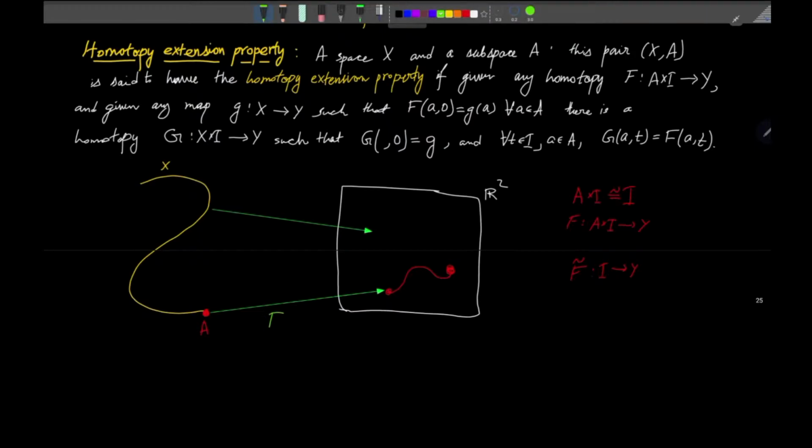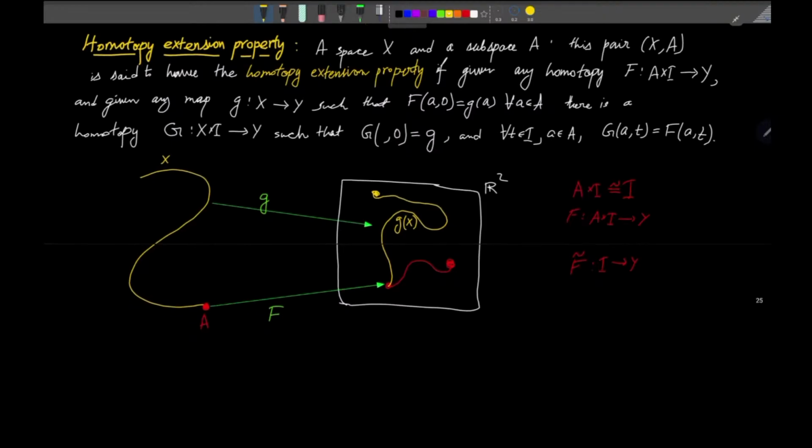So let's say this is the homotopy F, and this is the map G. Let's say this map is something like this, maybe. So this is really the space G of X. As you can see, this map is basically an injection of X into R2. So we are embedding X into R2. Injections are called embeddings in topology.